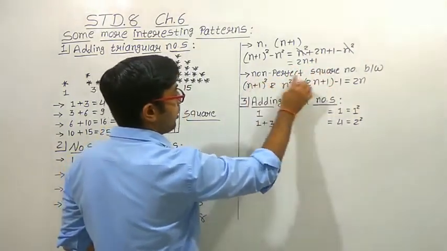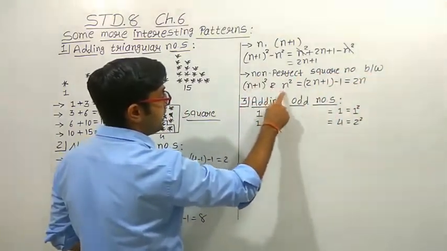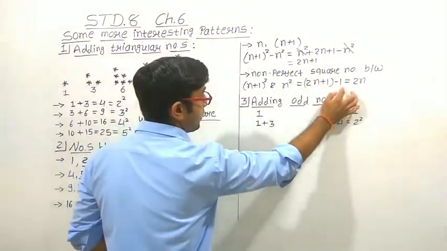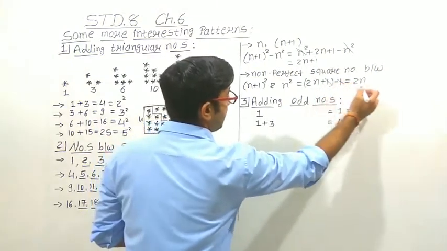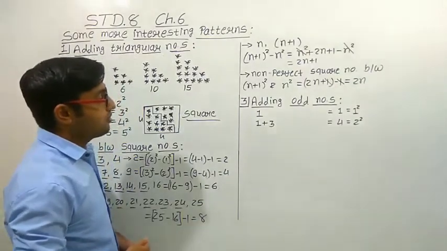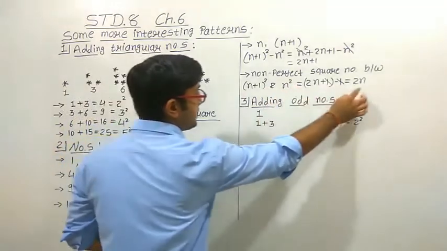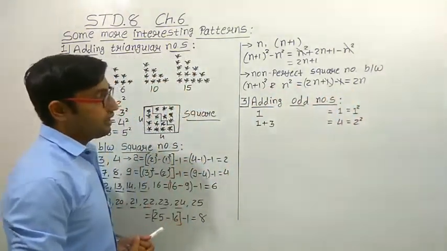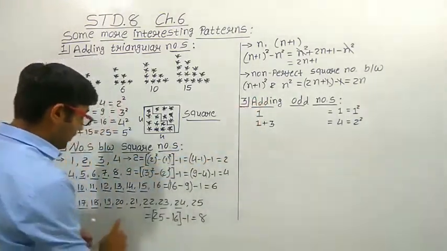So whatever the answer we get here, we also have to subtract 1 from this answer. So to find out the non-perfect square numbers between n plus 1 square and n square, that is equals to 2n plus 1 minus 1, and that is what? This 1 and 1 will cancel out again, only 2n will remain. So the non-perfect square numbers between n plus 1 square and n square is equals to 2n. This is the general formula how we can find out the non-perfect square numbers. See, this formula we can apply here.